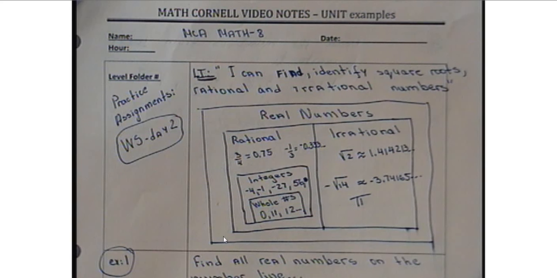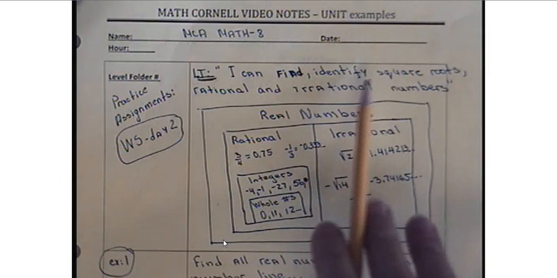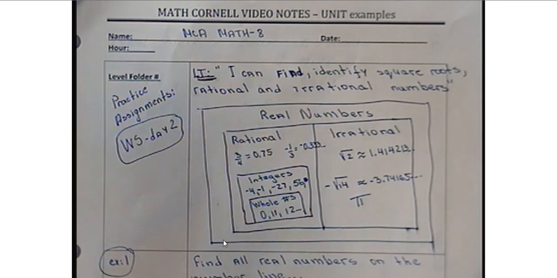Hello everybody. So today will be the next day of practice for MCA, and the learning target today is I can find and identify square roots, rational and irrational numbers. Practice assignment worksheet day 2. You already practiced with some of the problems like this as well, and if you still have questions or haven't completed the worksheet, please make sure you do so.